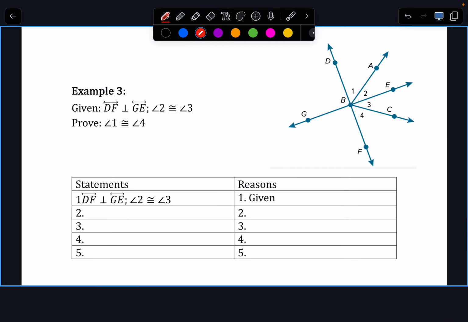Let's mark that this is a 90-degree angle, right? B, D, F. Is that what it's saying? Okay, let's also mark that 2 is congruent to 3. And we need to prove that 1 is congruent to 4. Does that seem reasonable?